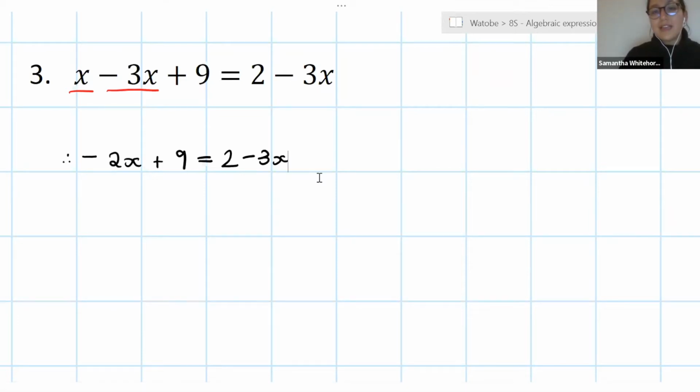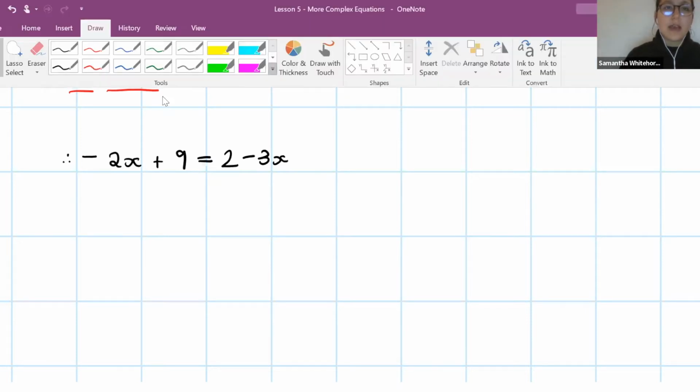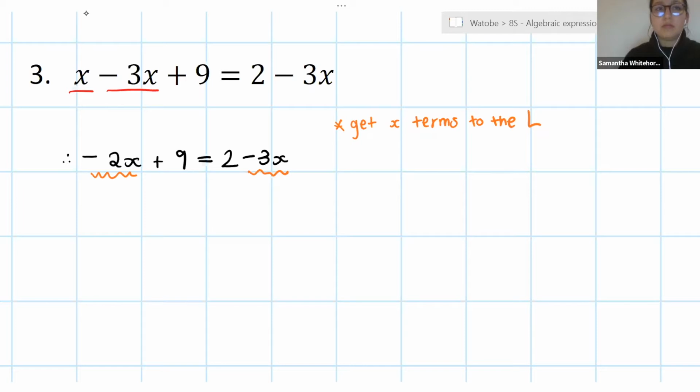Now, whenever we've got x terms on both sides of the equation, so what I mean by that is, I can see that I've got an x on the left and an x on the right. Whenever I have a situation like this, what I want to try to do is get my x terms to the left. Now, this capital L just means left. I'm just being lazy. So get the x terms to the left. And what that then sort of means as a result is that we're going to get the constant terms, so the terms without a variable, to the right.